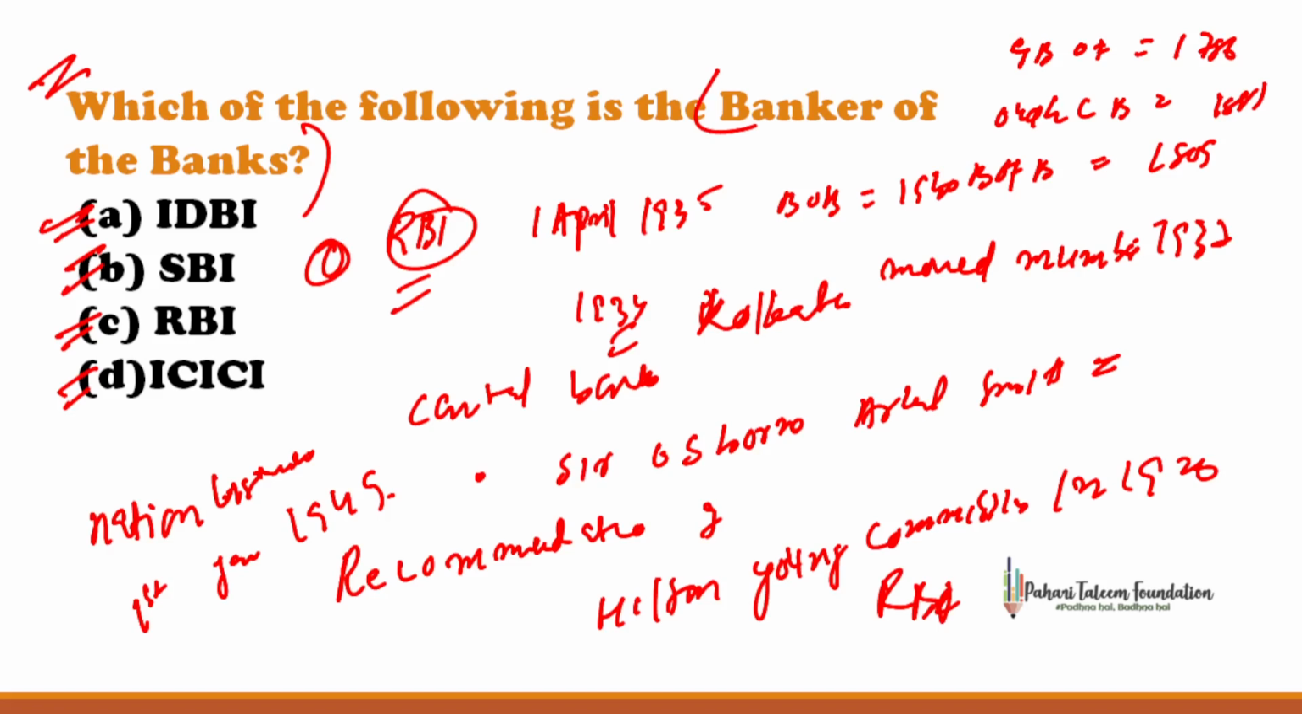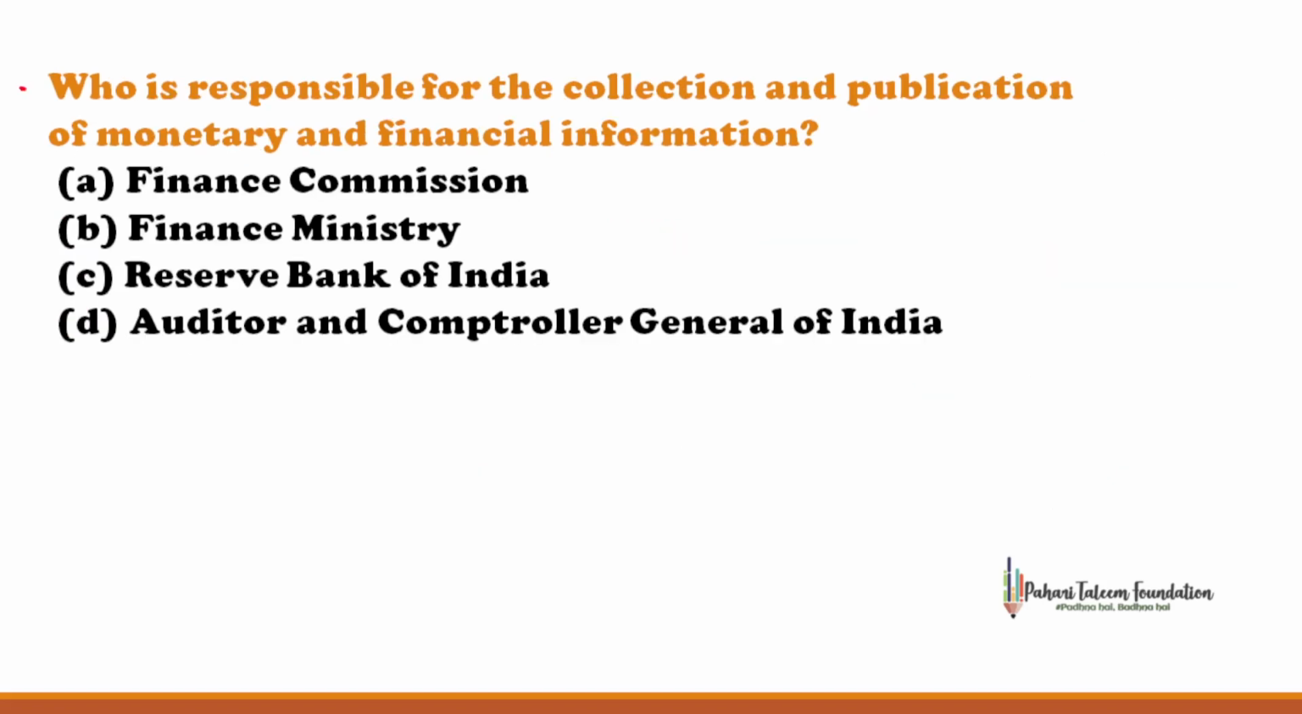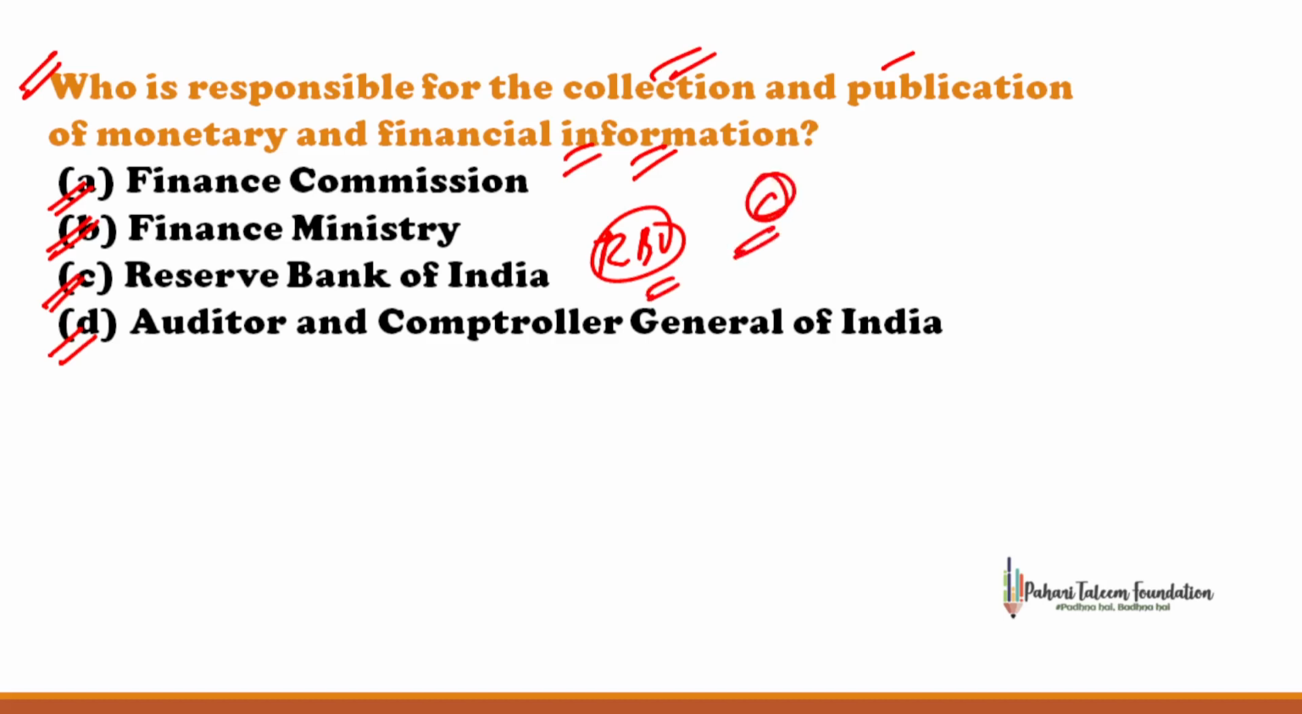Okay, so the next question on your screen is, who is responsible for the collection and publication of monetary and financial information? The options are option A, Finance Commission; option B, Finance Ministry; option C, Reserve Bank of India; and option D, Auditor and Comptroller General of India. So the right answer for this question, RBI is the one who is responsible for the collection and publication of the monetary and financial information in India.